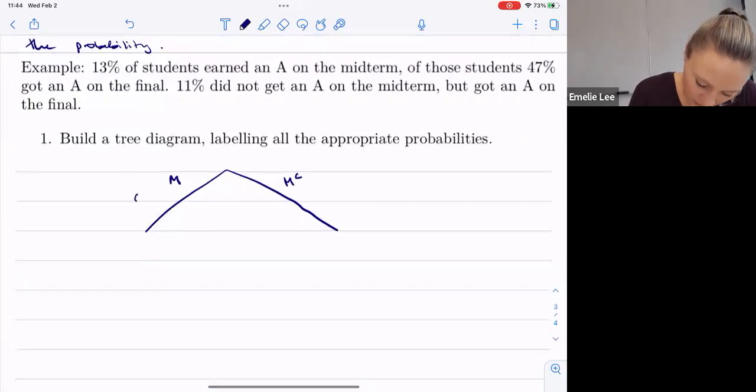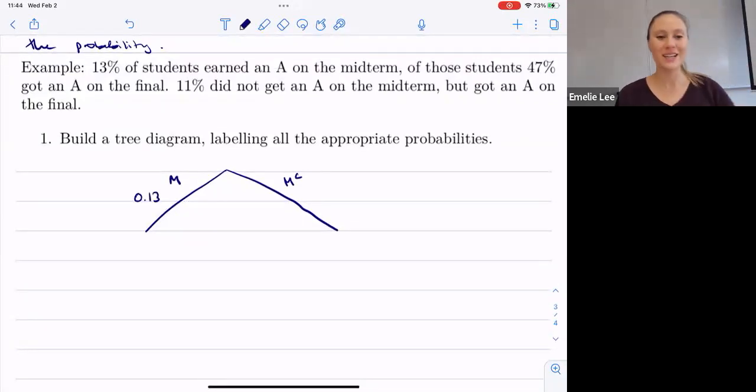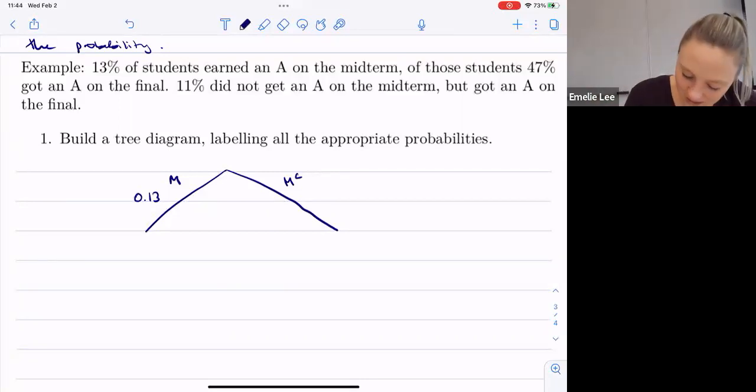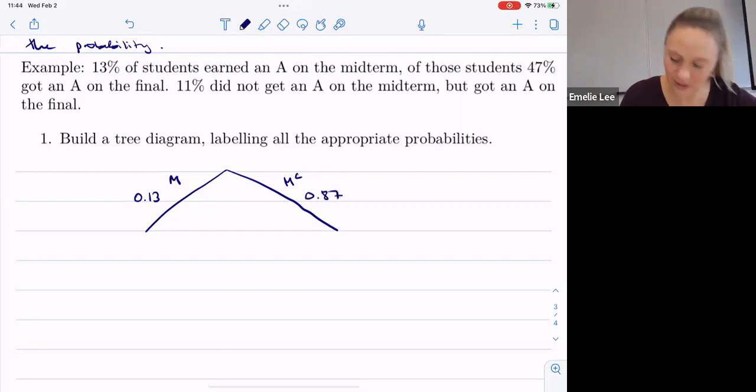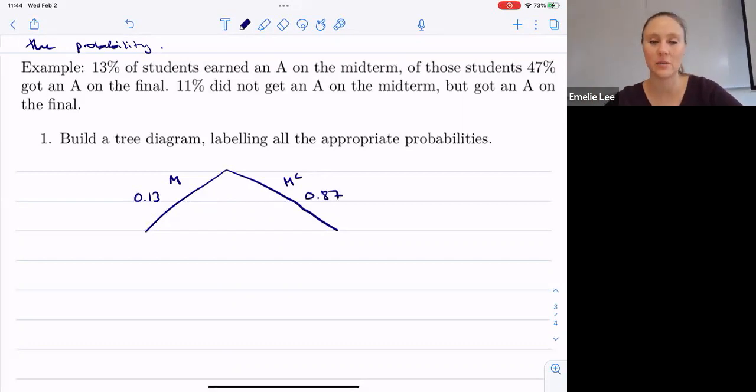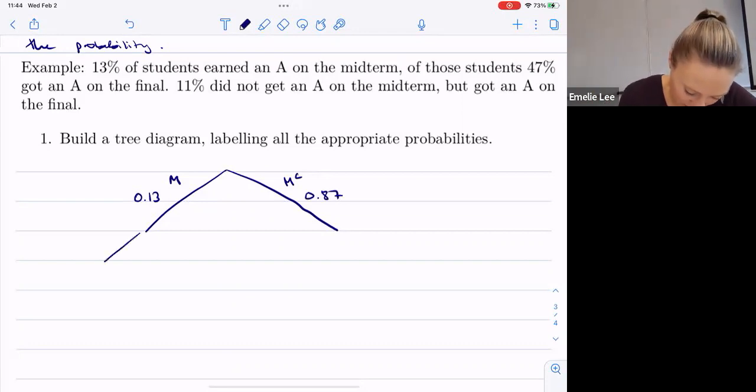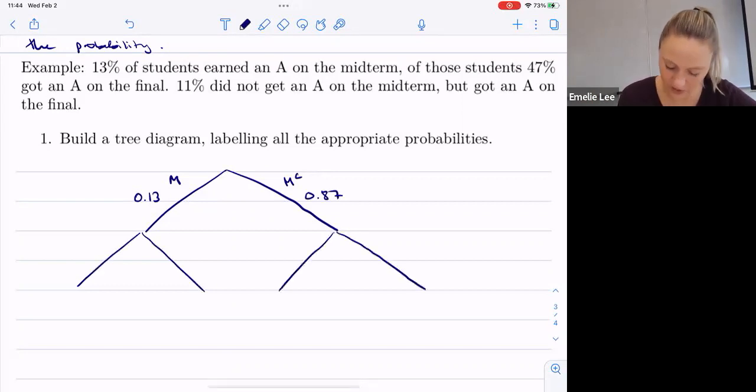And so what we said was the probability. So notice how I get really sloppy. I don't write the probability of M is 0.13. I just write 0.13 and move on. So then 0.87 didn't get an A on the midterm. And so here for the next set of branches, and I try to give myself lots of room, but sometimes it gets a little crammed.